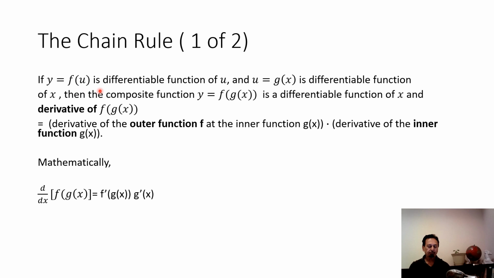If y equals f of u is a differentiable function of u, and u equals g of x is a differentiable function of x, then the composite function y equals f of g of x is a differentiable function of x. And the derivative of f of g of x equals the derivative of the outer function f evaluated at g of x times the derivative of the inner function g of x. Mathematically, d over dx of f of g of x is f prime of g of x times g prime of x.